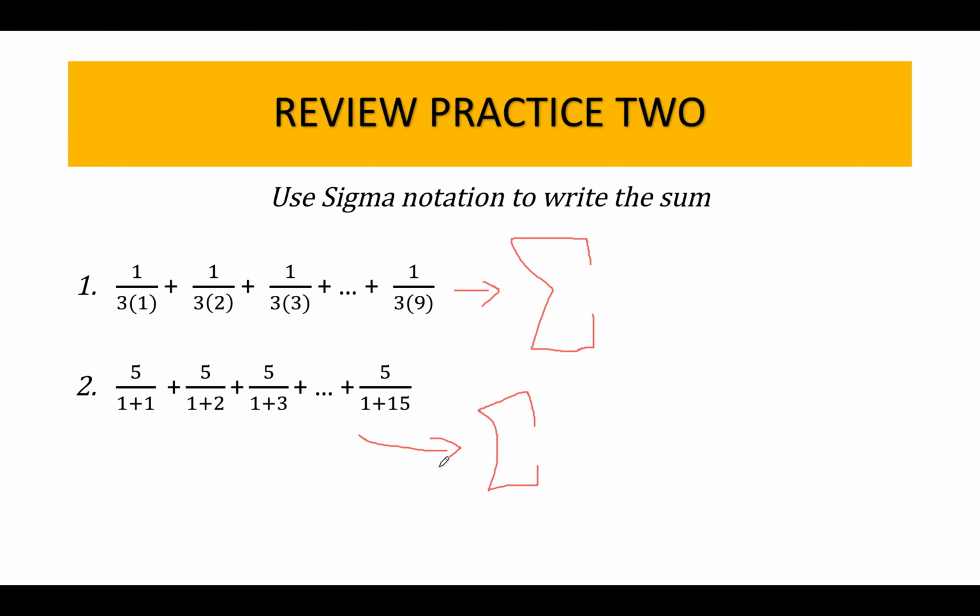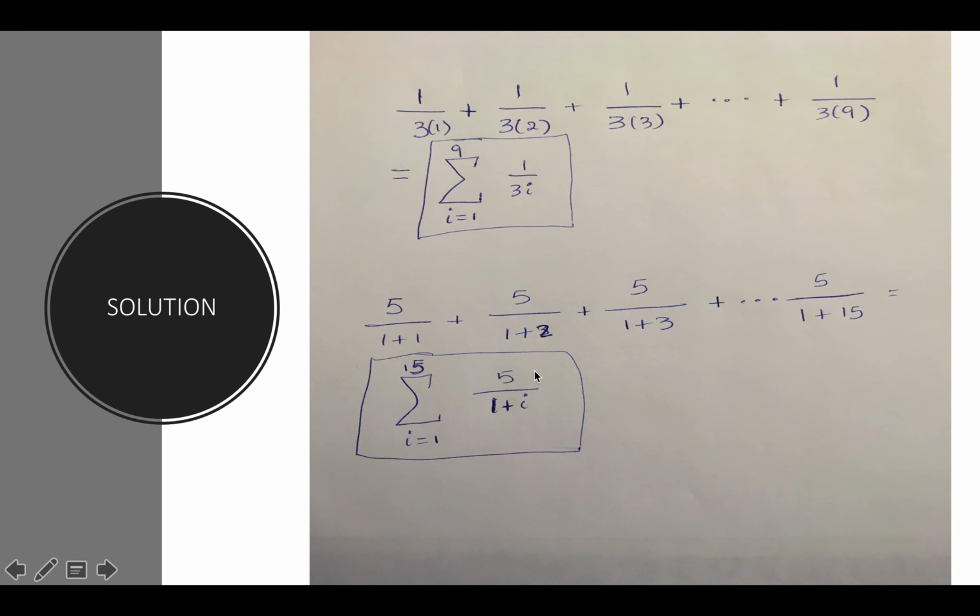Now, the hint that I'll give you is take a look at this pattern. 1, 2, 3. It goes all the way to 9. Same thing. 1, 2, and it goes all the way to 15. Again, think about how to do them. They're very simple. Rewrite them in the sum notation. Pause the video here, take time to do it. Once you're comfortable, play the video back to see the solution.